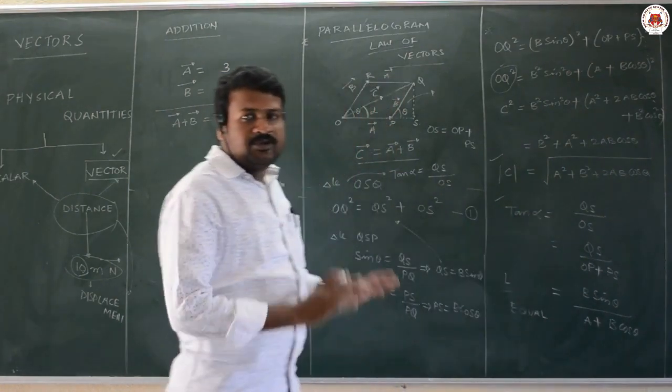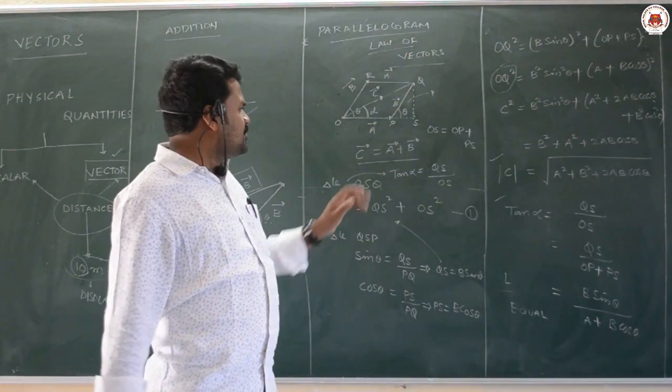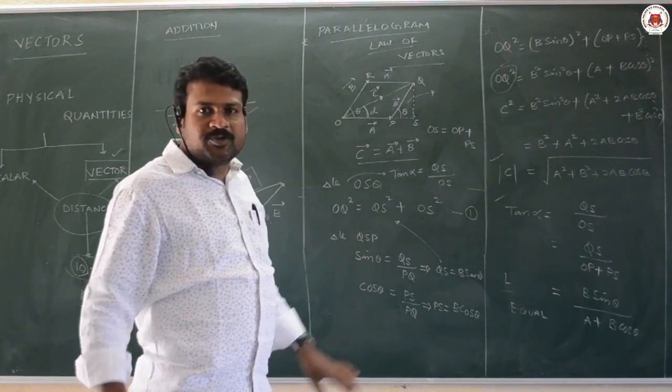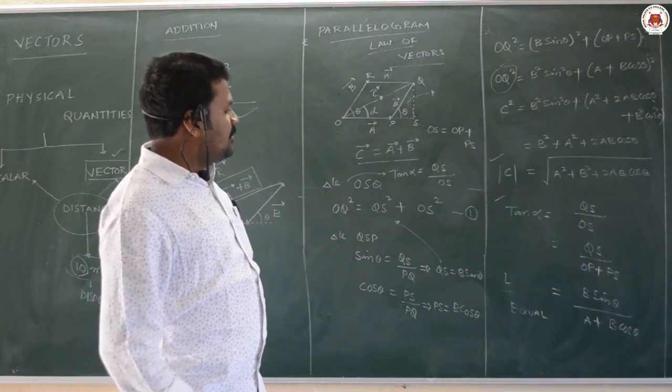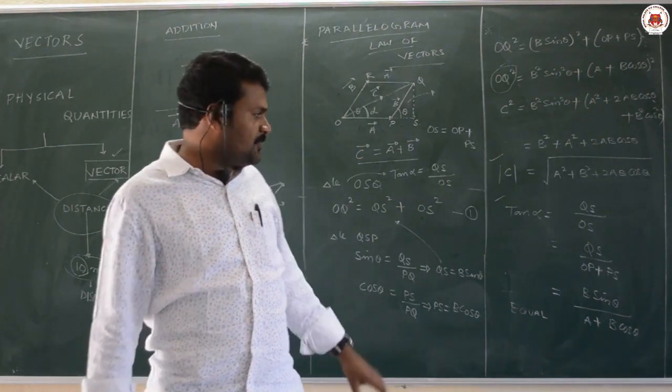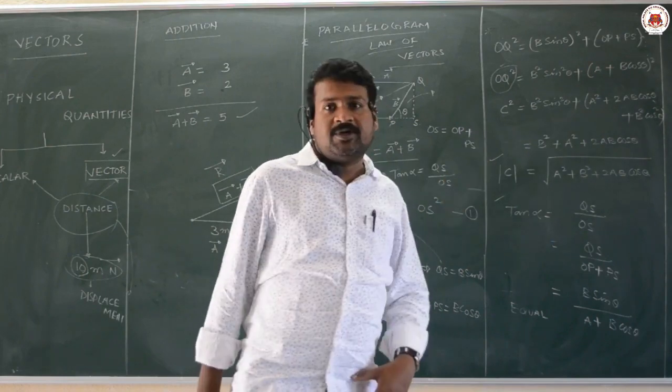So this is what you have to remember. In some books, instead of adding A bar plus B bar, they will add P bar and Q bar. So whatever may be the notation, this is the definition, this is the derivation. Okay. This is what you have to remember for PUC and competitive exams. If you remember the formula, that is enough.